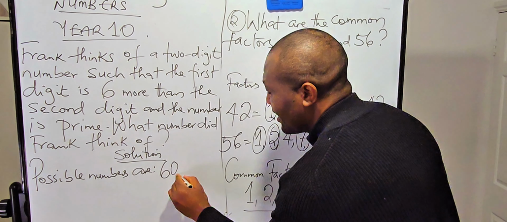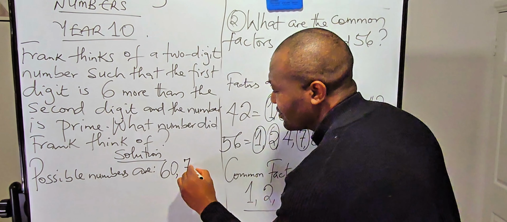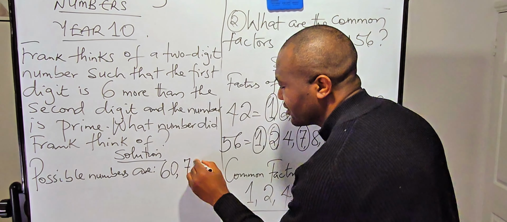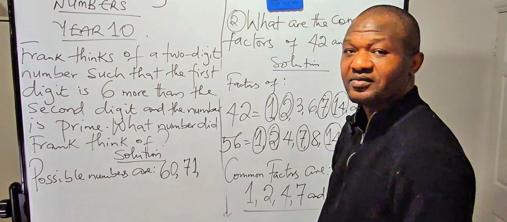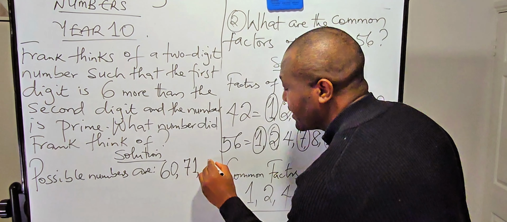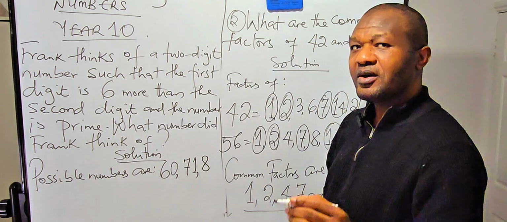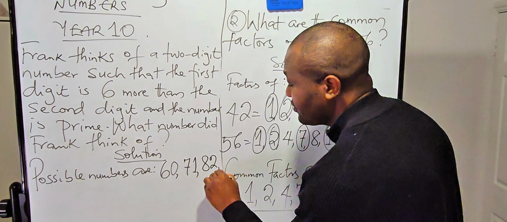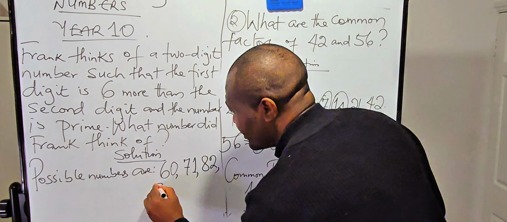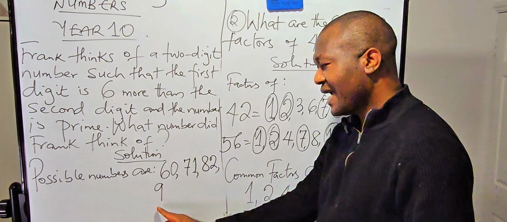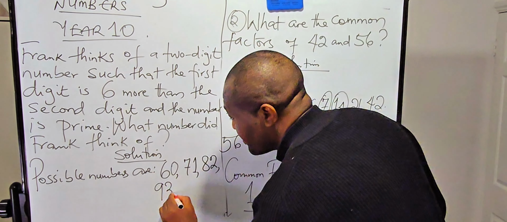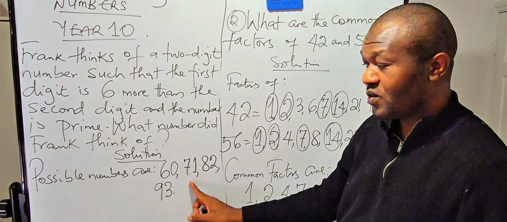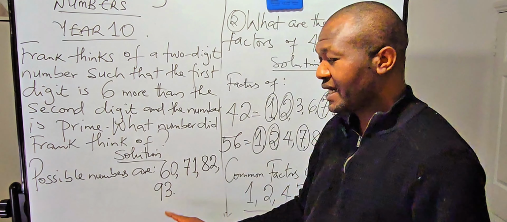The next number would be 7. 7 is 6 more than what number? It is 1. You keep increasing. The next number is 8. What number is 8 six more than? It is 2. Then you go on to 9. What number is 9 six more than? It is 3. So the possible numbers are 60, 71, 82, and 93.